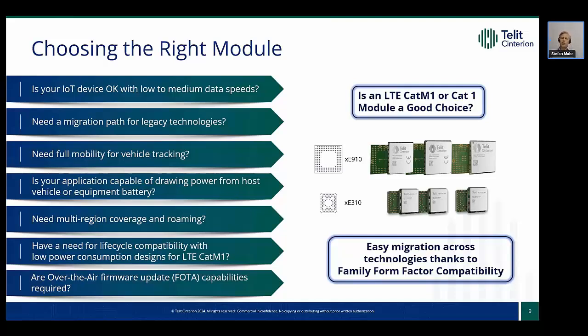Do you need multi-region coverage and roaming? This is important for the module and the connectivity provider. LTE Cat 1 gives, of course, the best option here. Also choose the connectivity provider wisely. We, as Telit, love to be a partner here. Do you need lifecycle compatibility with low power consumption designs? Then you may choose Cat M or even RedCap from a longevity viewpoint for these low power designs or lowest power designs.